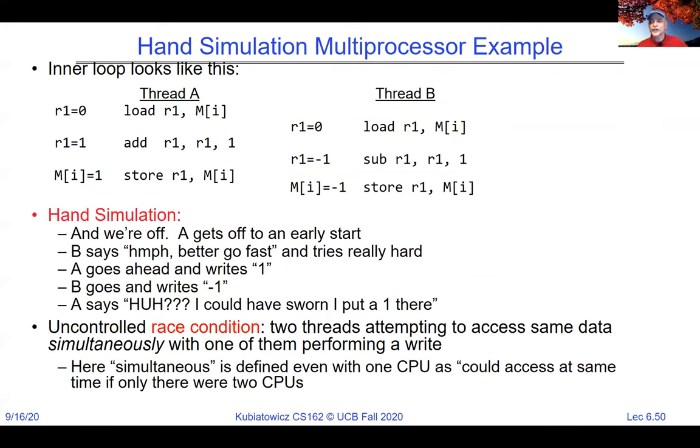So this particular example is the worst example that you can come up with. This is an uncontrolled race condition, where two threads are attempting to access the same data simultaneously with one of them performing a write. And here simultaneous is defined, even though maybe there's only one CPU, from a concurrency standpoint, such that Murphy's scheduler could, under weird circumstances, flop back and forth.